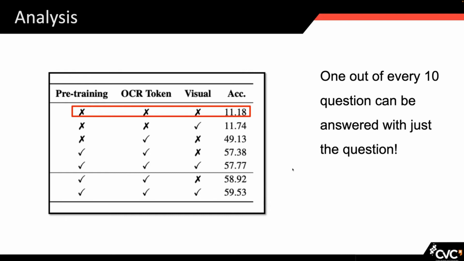We do not give any image features. You automatically get 11%, which is kind of crazy when you think about it, just by the question. So this is kind of saying that, okay, there's something wrong in this data set, right? At least 11% of it.